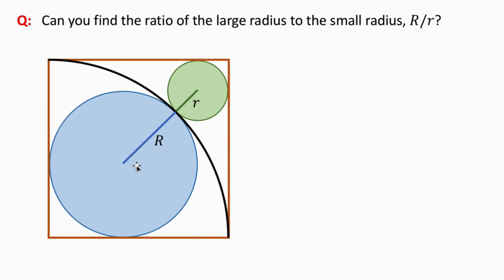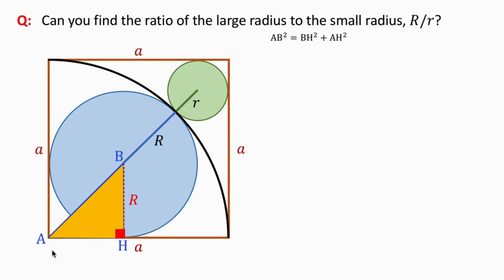We denote the radius of the large circle by capital R and the radius of the smaller circle by lowercase r. Each side of the square has length a. We draw a radius of the large circle perpendicular to the bottom side of the square, this dashed line. Next, we draw a line segment connecting the center of the large circle at point B to the bottom left corner of the square at point A.